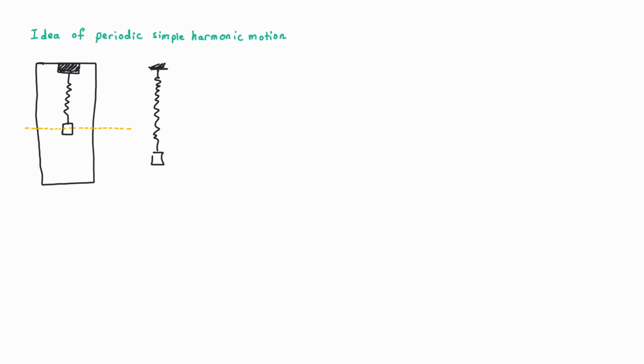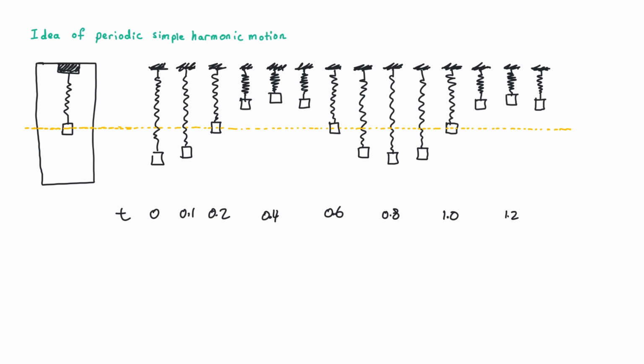I'm going to start off by drawing this situation. Let's say initially we have the mass over here at time 0, and then at 0.1 seconds it moves up a little bit, and at 0.2 seconds it comes to the middle point, and then a little bit later it's going to be compressed. Let's say at 0.4 seconds it compresses fully and comes to the top position. I've drawn this up to about 1.2, 1.3 seconds.